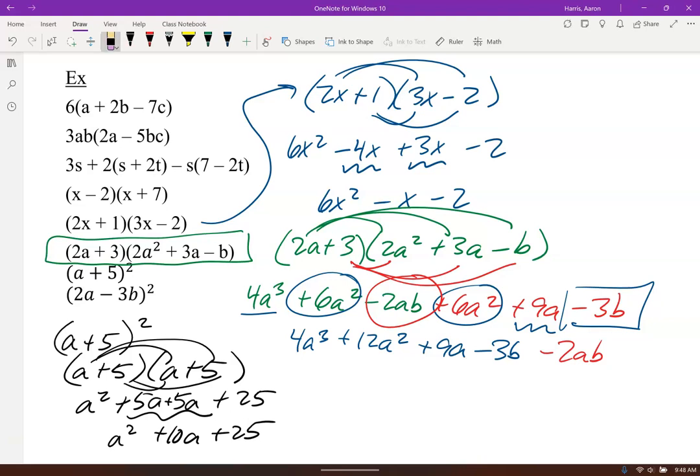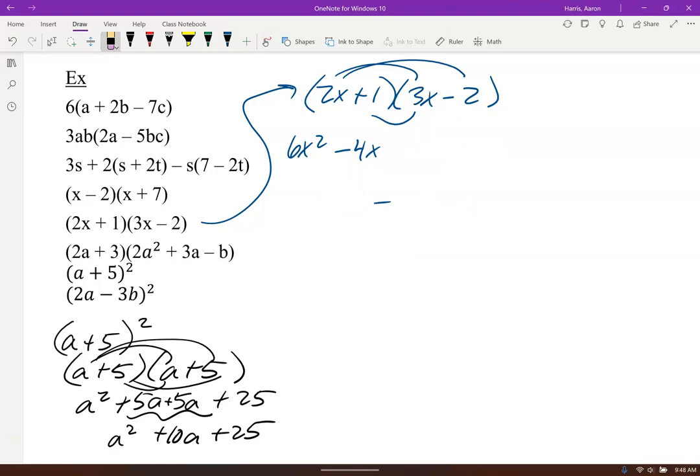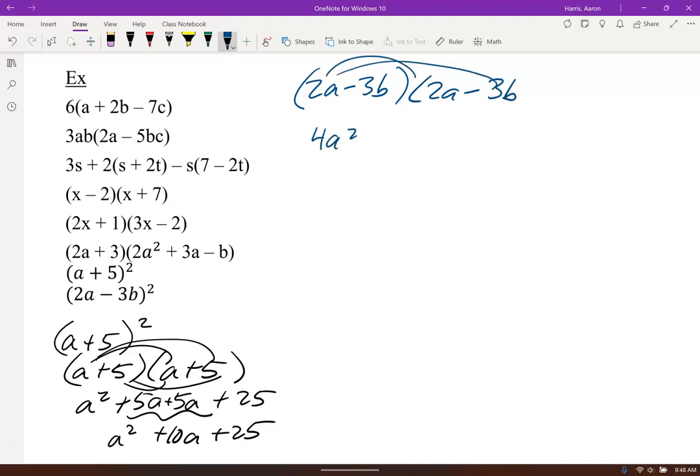And let me give myself a little bit of room for this next one. I got 2a minus 3b quantity squared. 2a minus 3b, but there's two of those. Quantity squared. So 2a times 2a, 4a squared. 2a times negative 3b, negative 6ab. Negative 3b times 2a, negative 6ba or ab. Commutative law, multiplication. Negative 3b times negative 3b is a 9b squared. Combine like terms.